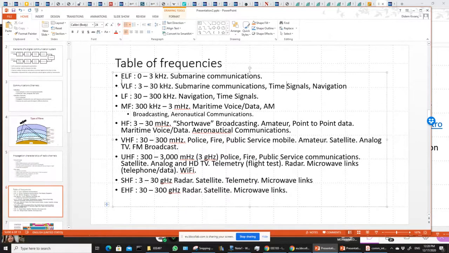So when they were like, we're going to use lower frequencies, then they gave this the name very low frequency. And this one is extra low frequency. Okay, the very low frequencies are used mainly for things like submarine communications.